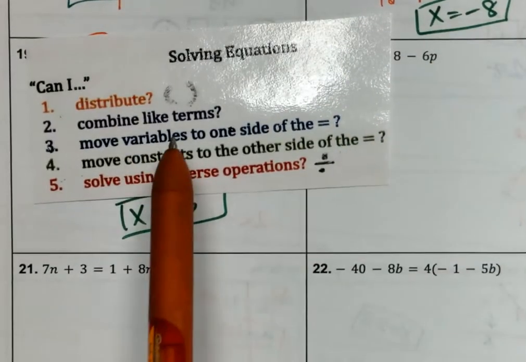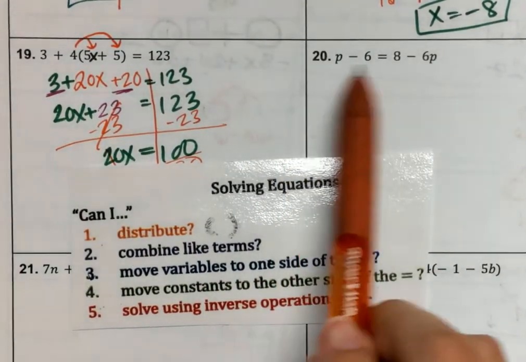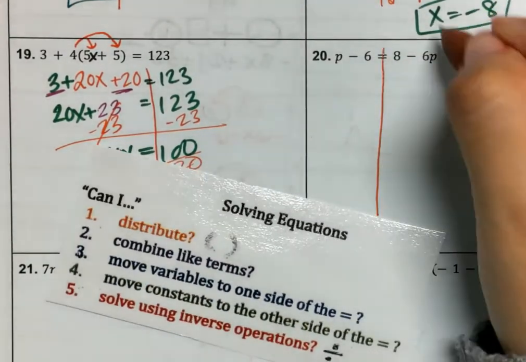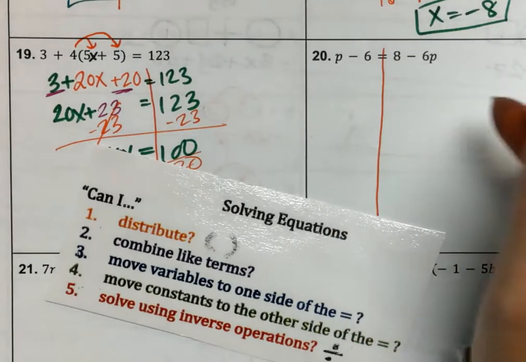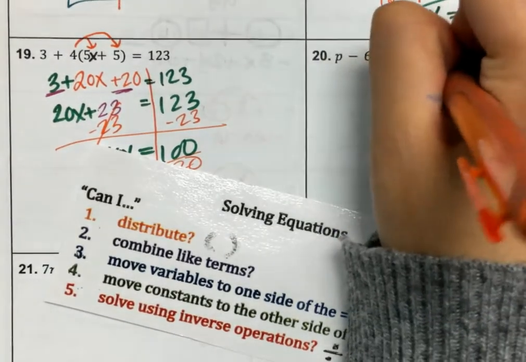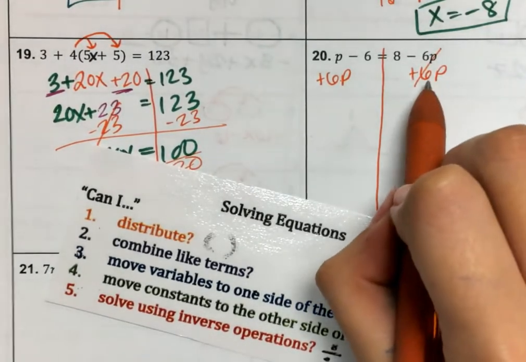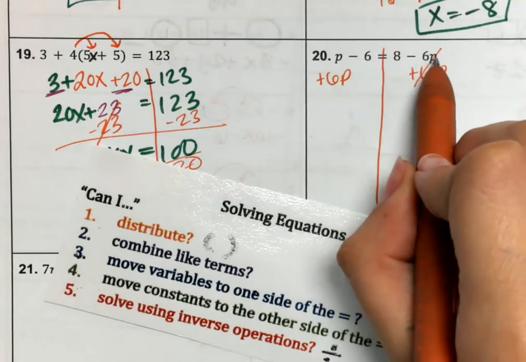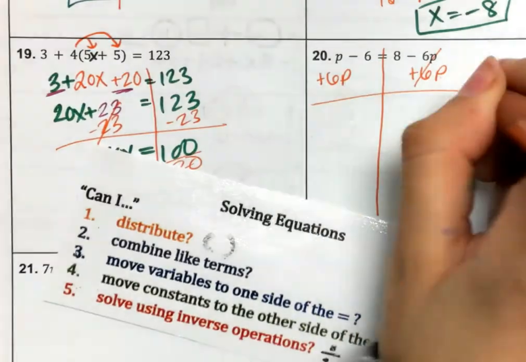Step 3, move variables to one side of the equal sign. This time I can do it because I have 2 variables on opposite sides. I usually like to always just get rid of the variable on the right so that I can keep my variables on the left. So to get rid of this negative 6p, I'm going to do plus 6p to both sides. Don't just do plus 6. I will see students do that. It's plus 6p because you're trying to cancel out a negative 6p. And you'll write the plus 6p underneath the other p in your equation.